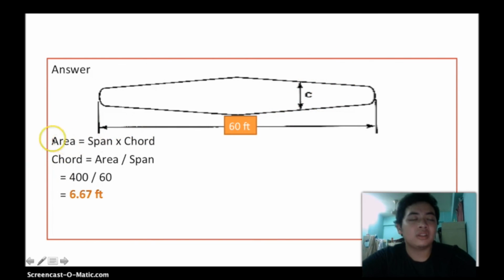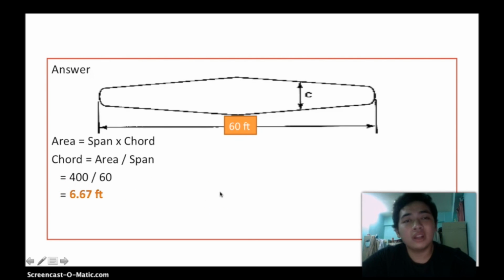By using the same formula, area equals span times chord, we can rearrange the formula to find the chord. After we rearrange the formula, we obtain that chord is equal to area divided by span. So we just substitute the values of the area and span, which are 400 feet square and 60 feet respectively. So 400 divided by 60, we get the chord, which is 6.67 feet. So that is the answer for this question.